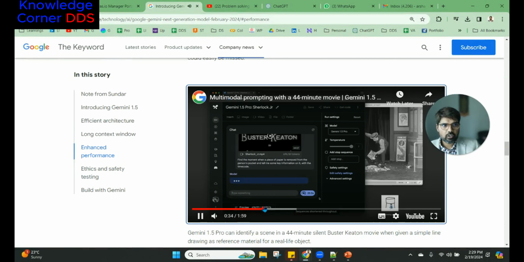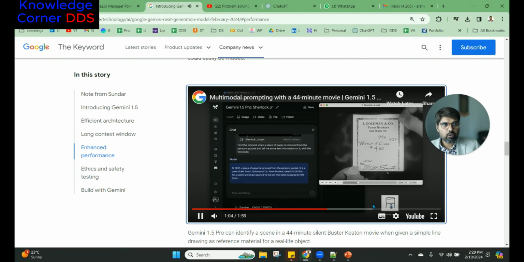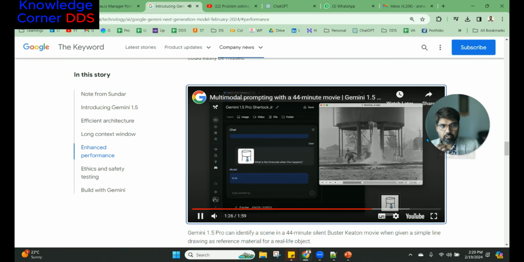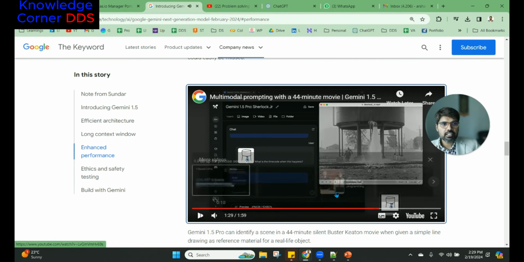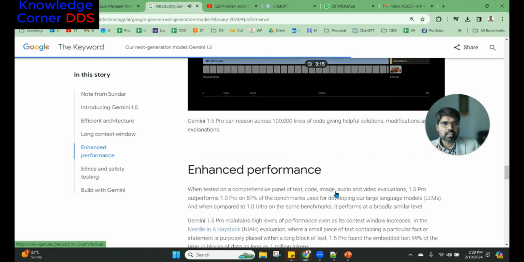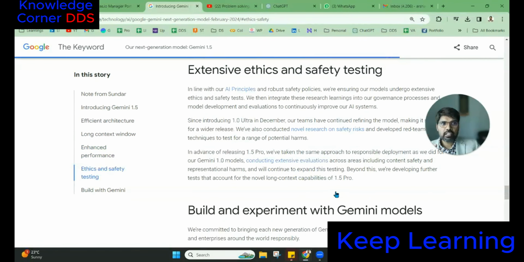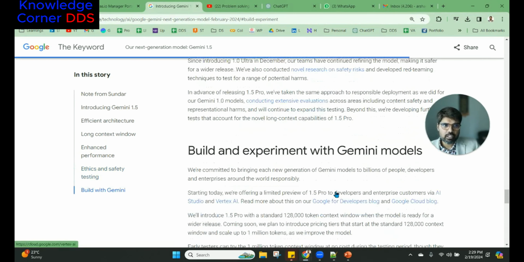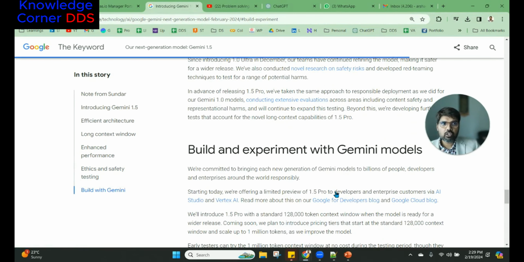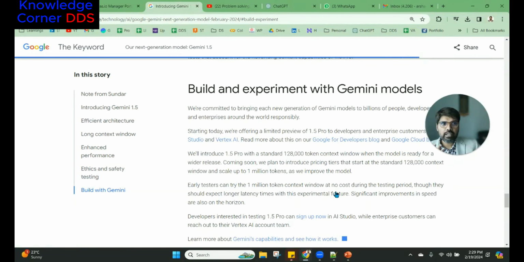If you can see this video, it is taking the whole video, without any words, and trying to do a transcription. This is very, very amazing. For safety and security, it has taken a lot of things into consideration, which Google is always proud to talk about. And it is going to be open to the public.